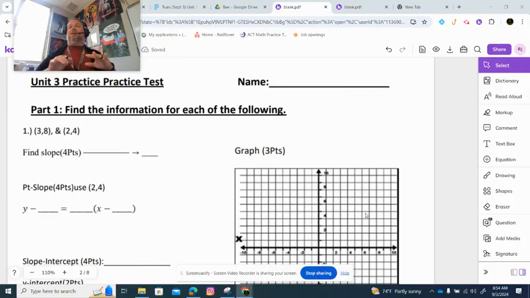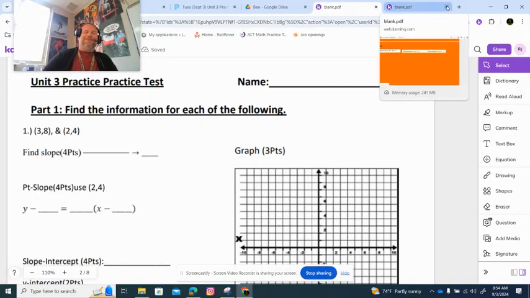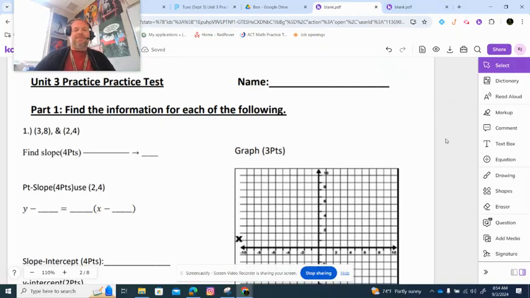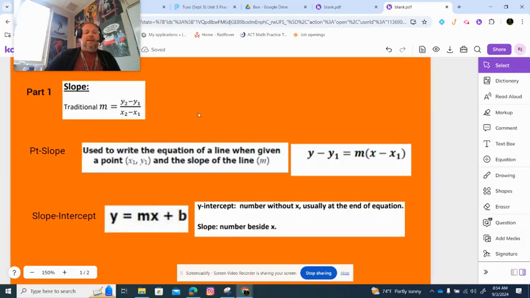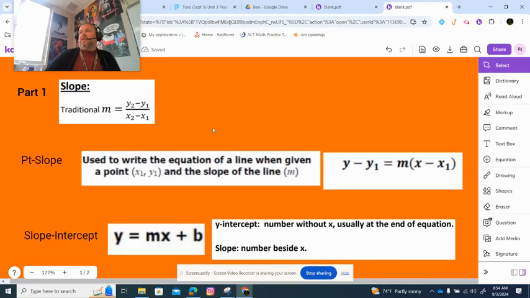This is our last of the free review sheets we've had for our Unit 3 test. Now, I'm expecting great things from this test. On my orange sheet, for part one, I do not actually give you the formulas. Let's see. Part one, I actually put the slope formula on there.